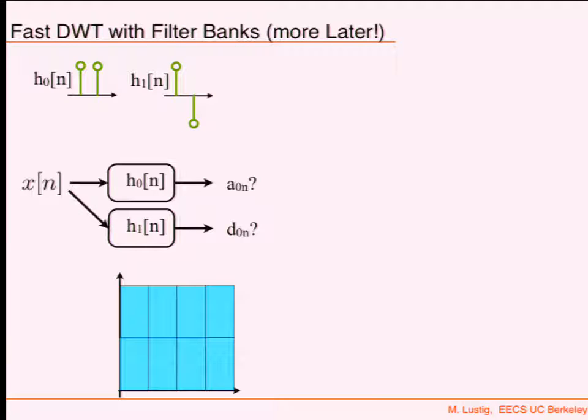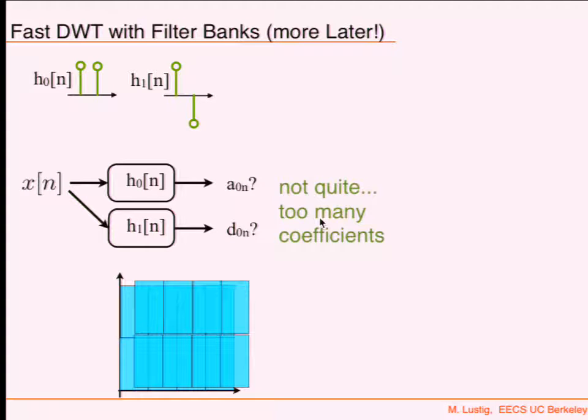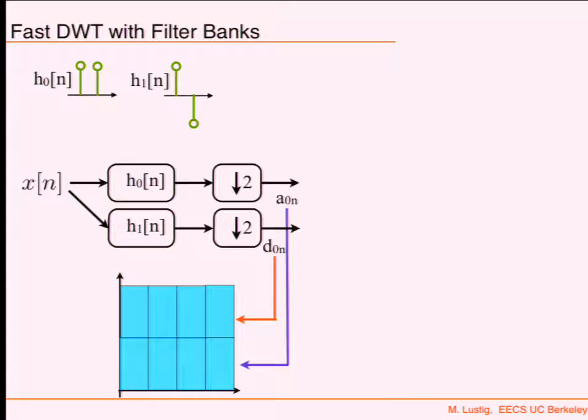And the thing is, you can implement it using filtering. And the way that I described it is that you filter with a high pass and a low pass. You get the approximation and detail coefficients. You then downsample because you have too many. So you downsample them. So now you've got 4 coefficients at that scale out of 8.